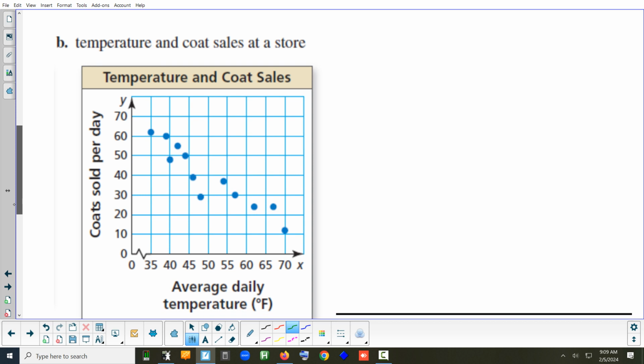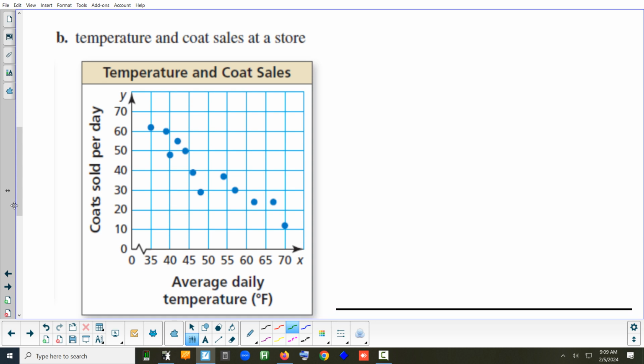Okay, let's look at this one. This is a graph that's showing you the average temperature outside and the number of coats that a store sells. So again, this isn't about your opinion. It's not what you think should happen. It's when you look at the data that you have, what does happen. So based on this, does it look like there's a connection between the temperature and how many coats a store sold? Yes. Yeah. Based on this data, it looks like there is a connection.